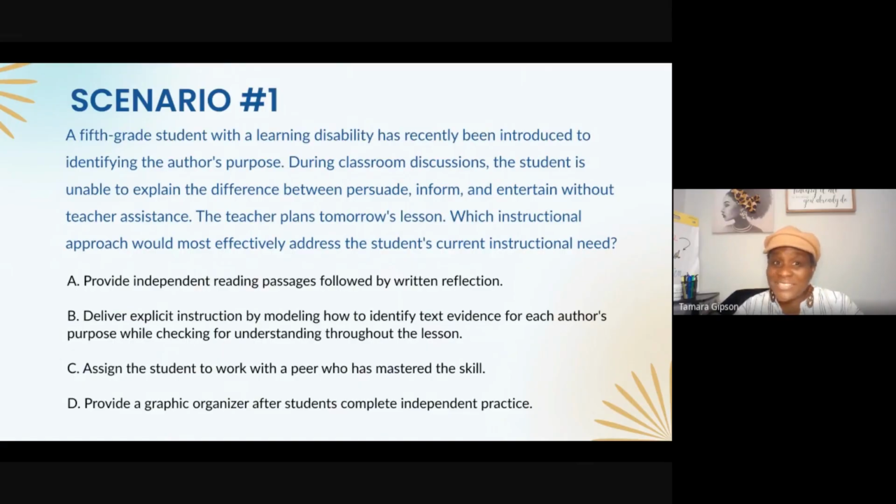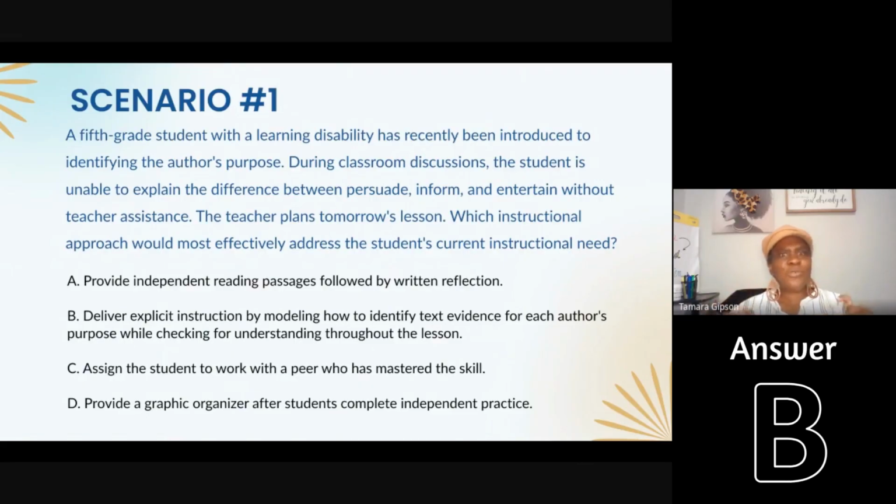And here's where I say again, each of these could be corrective actions to take depending on said data given to you. In this question, the student cannot yet identify author's purpose. The skill has not been mastered, and the teacher must first teach it directly. So if you chose B, you are correct.